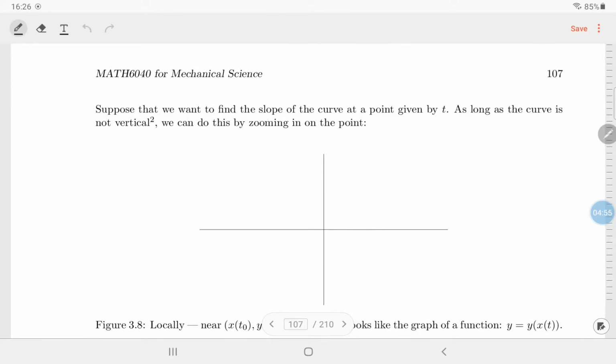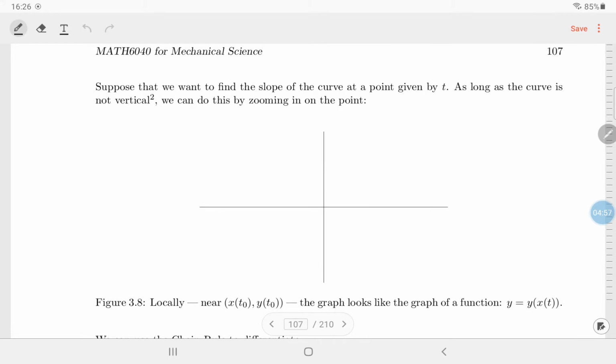Okay, suppose you want to find the slope of the curve at a point. Well, how does this work? We'll write down some parametric curve.